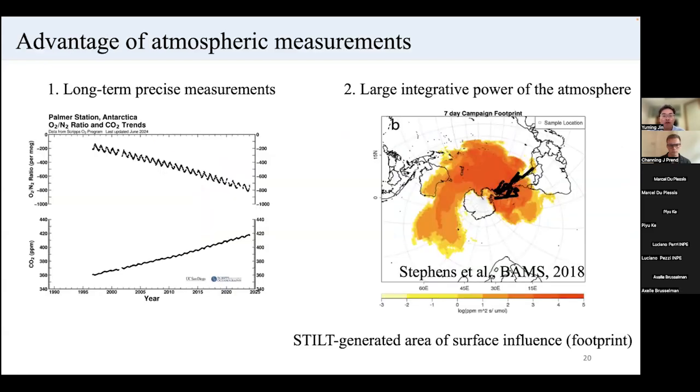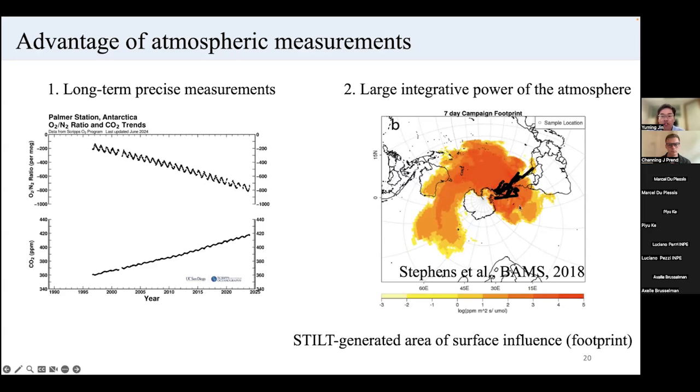measurement. So first, the station data provides long-term measurement spanning decades, so it offers an internally consistent system for examining long-term changes. This atmospheric measurement is very precise and calibrated in the lab. The other thing is atmospheric data also take advantage of the large integral power of the atmosphere, which really tells you the large-scale flux feature.